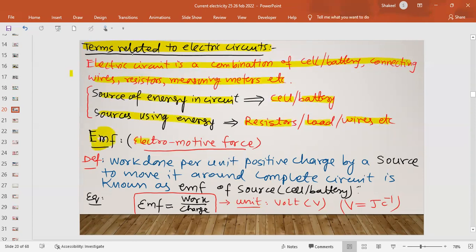So what is EMF? We just have to look for the definition. It is electromotive force. It is the work done per unit positive charge by a source to move it around a complete circuit, right? So that is known as the EMF of the source. So EMF is work done per unit charge, and its unit is volt, which is joule per coulomb.